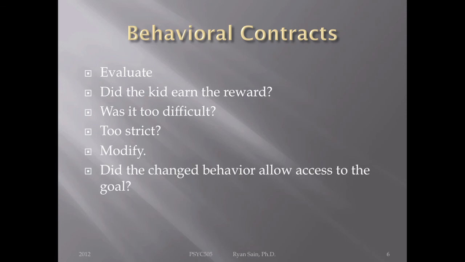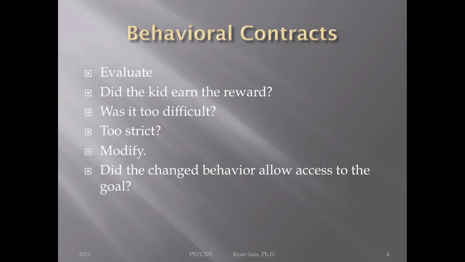Did the behavior that you changed allow access to the goal, or did it not? That's probably one of the big failure points of behavioral contracts. Okay, I want you to do A, B, C, and D, but then in reality, once they do A, B, C, and D, it still didn't work out for them. It didn't give them access to the goal. It wasn't the right behaviors. So you really have to be cautious when you build these things.